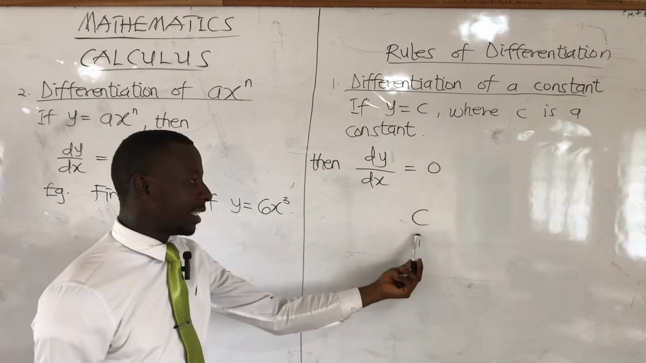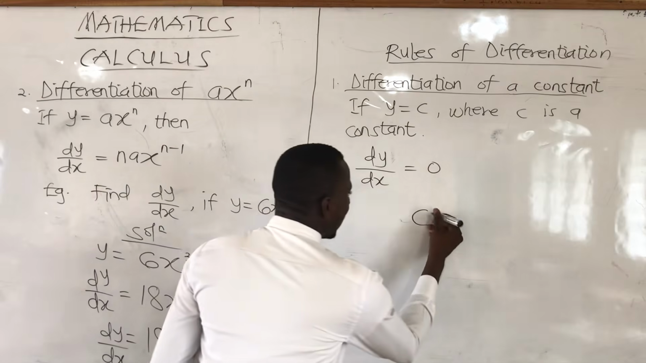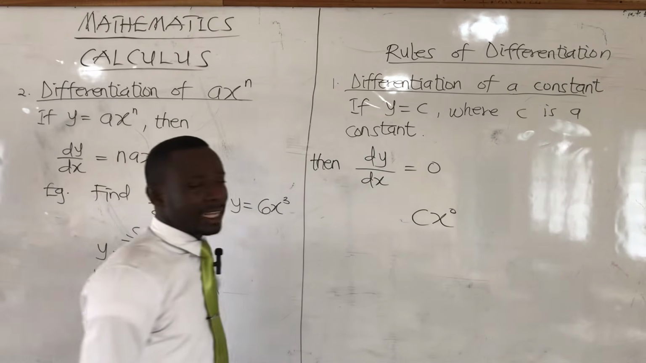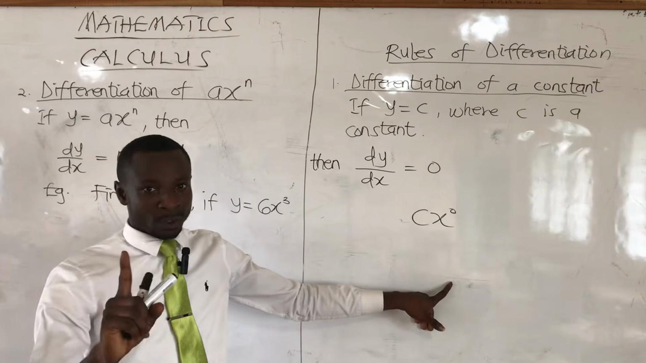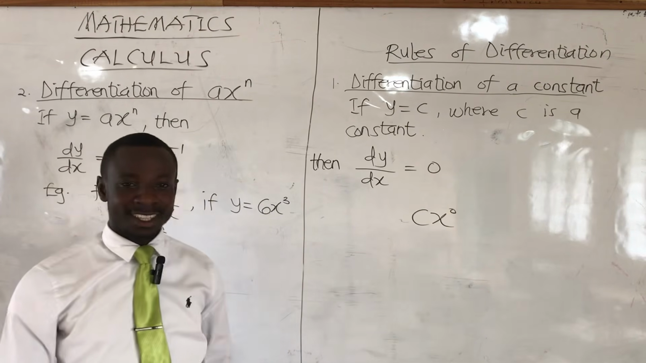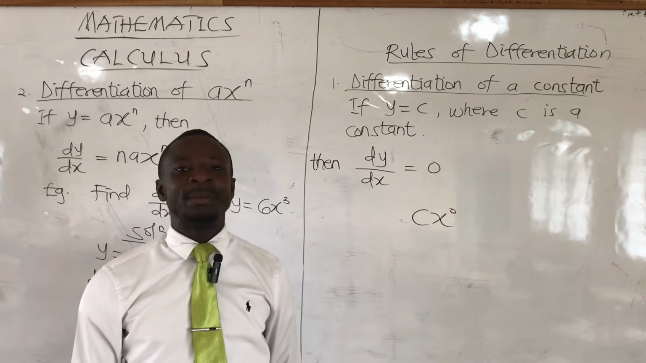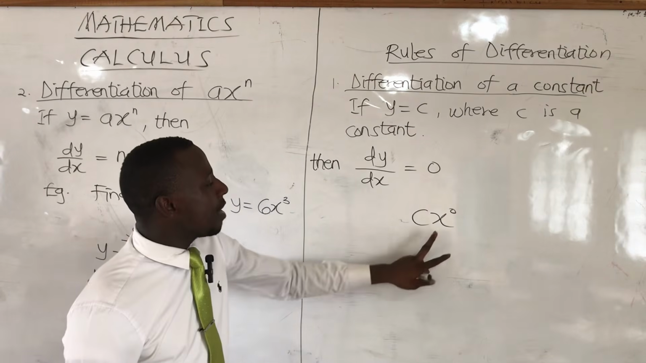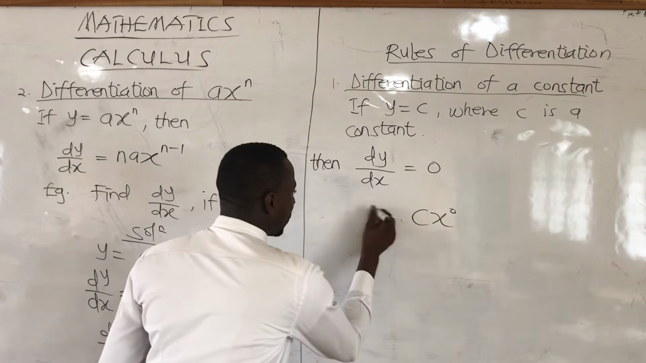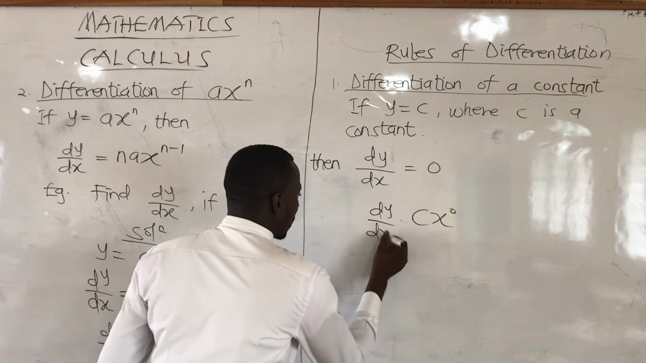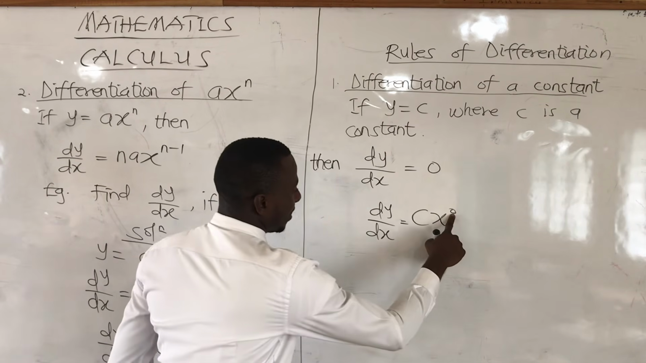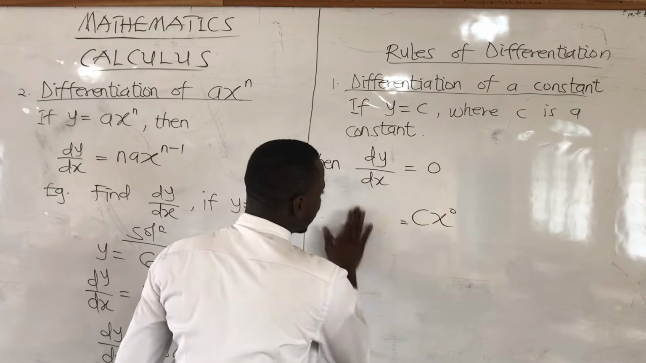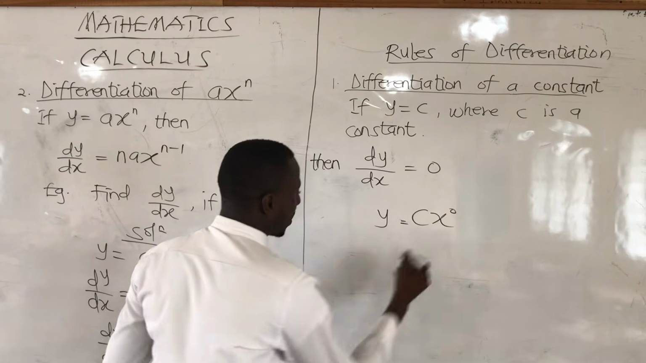C from here, c is the constant. Any constant has x power 0 because x power 0 is always 1. So 1 times c, we are going to get the same c. Now, if we are asked to find the differential of this, we are going to take this 0 here. So let me still make it y because it's a constant.